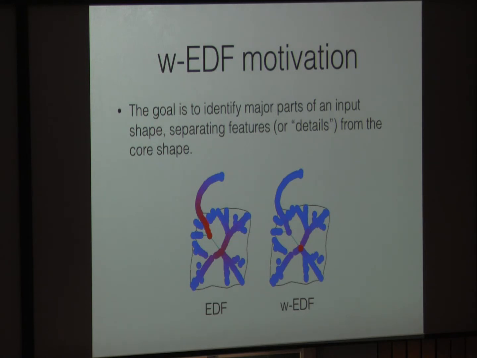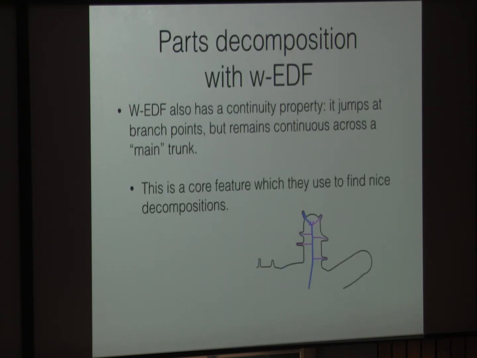WEDF instead is going to correctly identify the square as the main part of the shape. And so the highest value axis flips to being inside the square, which I think is quite nice. And again, they were trying to separate features from core shapes. They were all about decomposing and ranking how important something was inside of the shape.